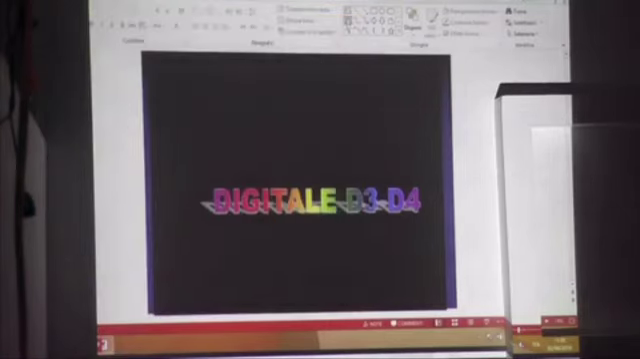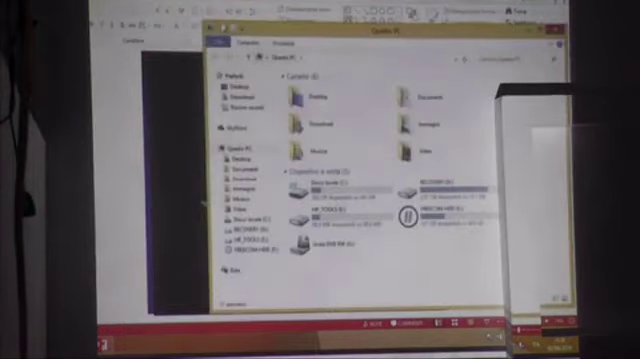Unfortunately I have to go like this. Yeah, sorry, but it's not a computer, my computer.